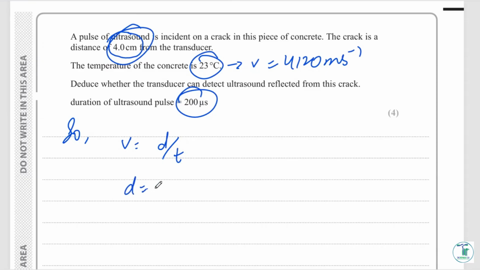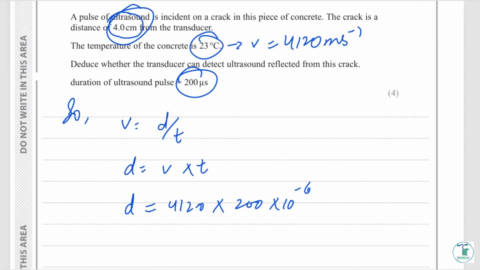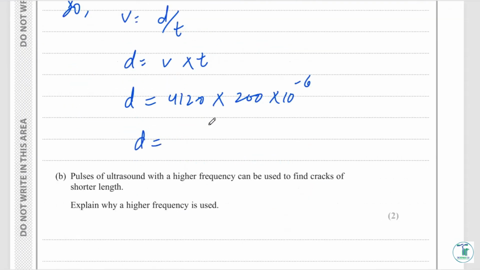So yeah, distance should be V times T, right? And I've got the speed, and that comes out to be 4120 times T. The T is 200 times 10 raised to the power of minus 6. I'm just going to work this thing down, and I must be having something like 4120 times 200 times 10 to the power of minus 6. And when you work this down, you must be having something like 40 centimeters, right?